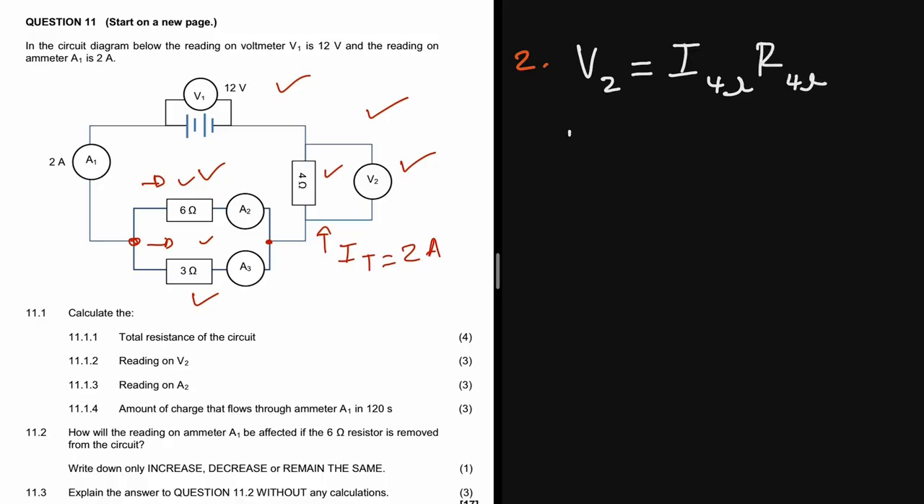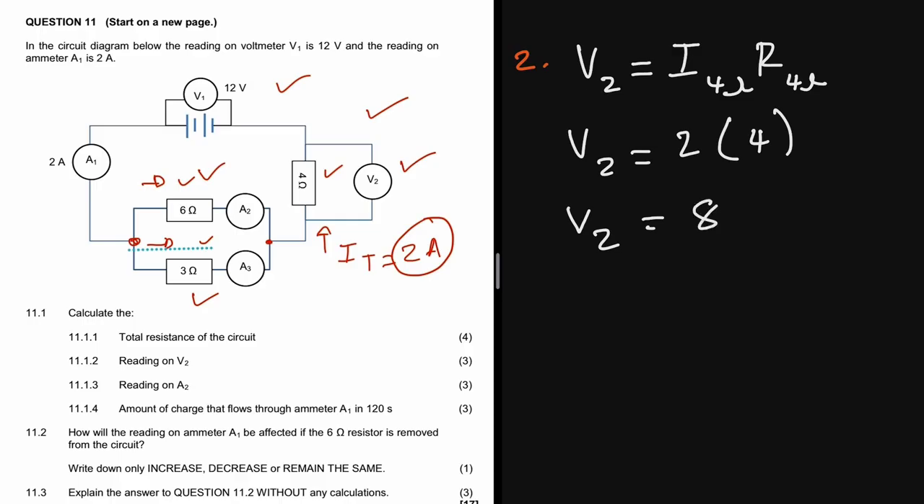So voltmeter 2 is going to be the same as what? The current that passes through the 4 ohms is the total current. So it's going to be 2 amps multiplied by the resistance of that resistor, which is 4 ohms. To get the voltage, 2 multiplied by 4 gives us 8 volts. So the voltage of V2 is 8 volts.